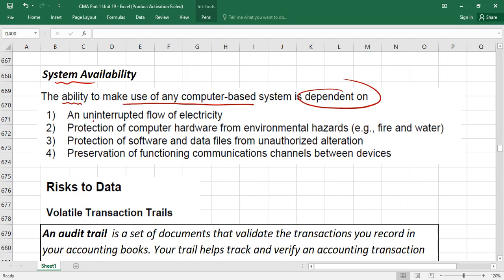So you have to ensure that you have an uninterrupted flow of electricity, like you don't have an electricity issue. Then you also need to ensure that your system is protected, or your hardware or software is protected from environmental hazards, like fire, water, humidity, heat, etc. Right? You also need to ensure that your software and your data files are protected from unauthorized access or from unauthorized alteration, right?